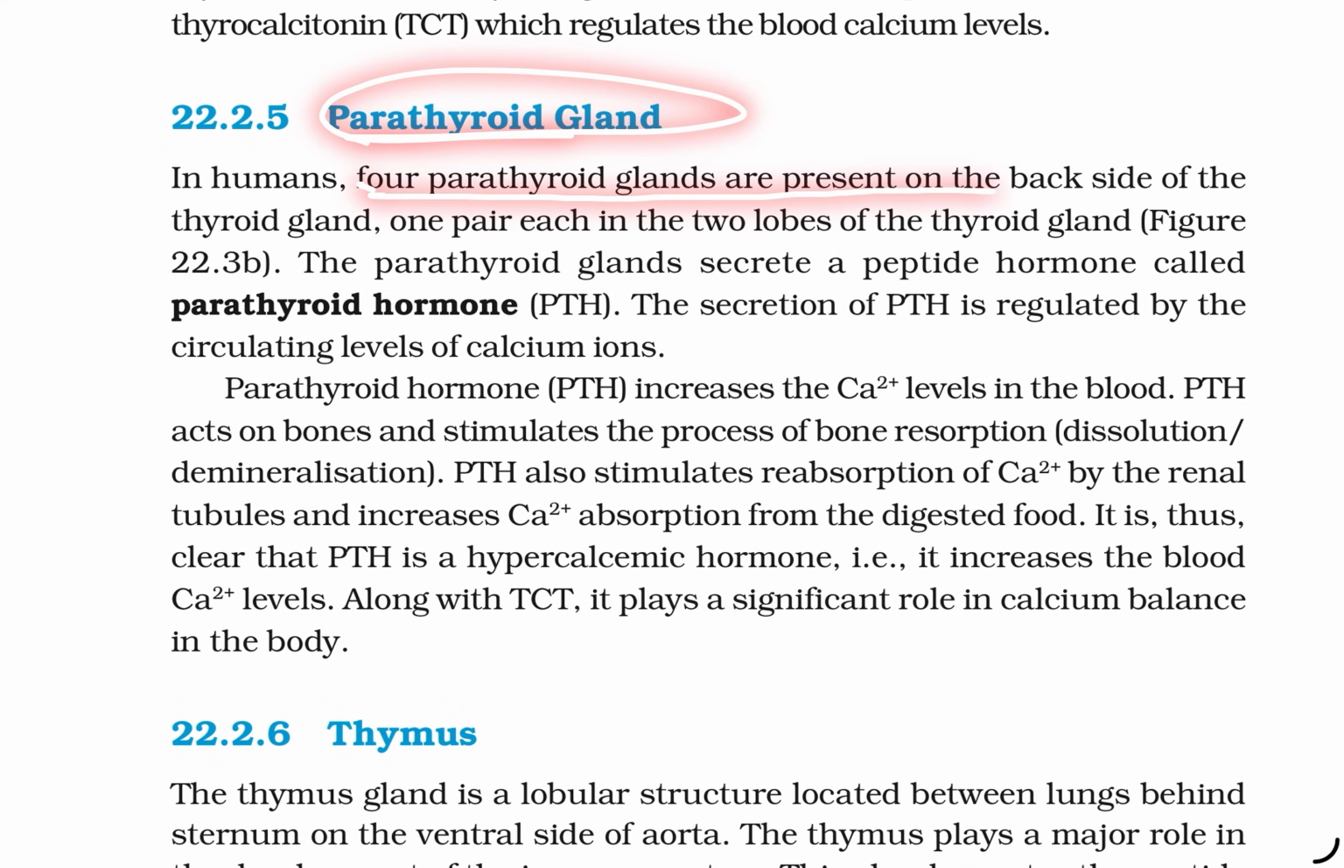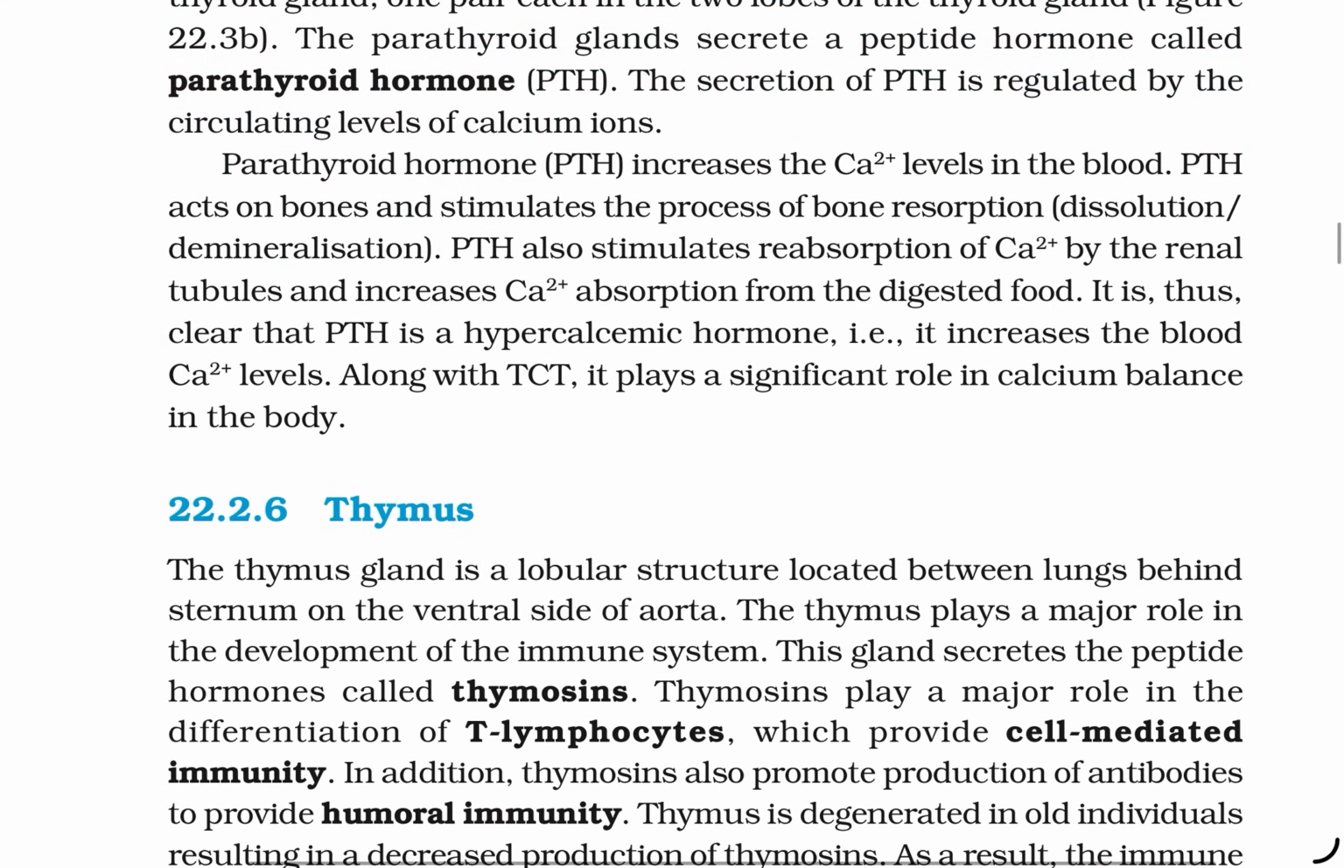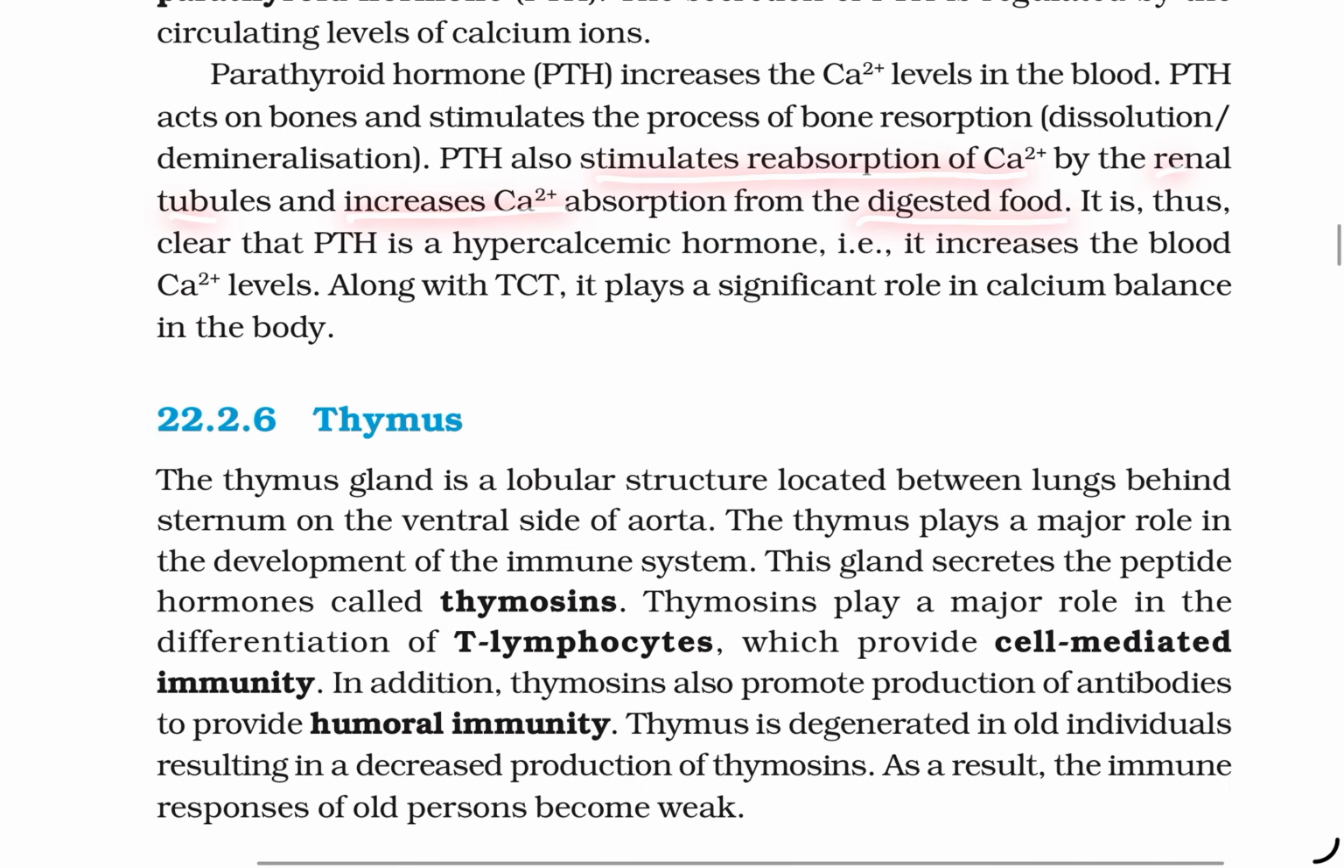Parathyroid gland. In humans, four parathyroid glands are present on the backside of the thyroid gland, one pair in each of the two lobes of the thyroid gland. The parathyroid gland secretes a peptide hormone called parathyroid hormone. The secretion of PTH is regulated by the circulating level of calcium ions. The parathyroid hormone increases the calcium level in the blood, and acts on the bones and stimulates the process of bone resorption, dissolution, and demineralization. PTH also stimulates reabsorption of calcium by renal tubules and increases calcium absorption from the digested food.